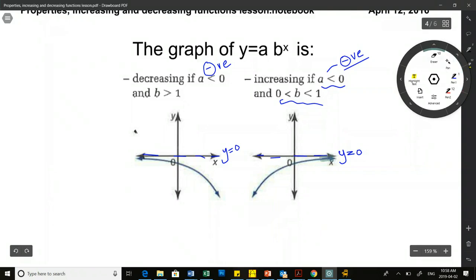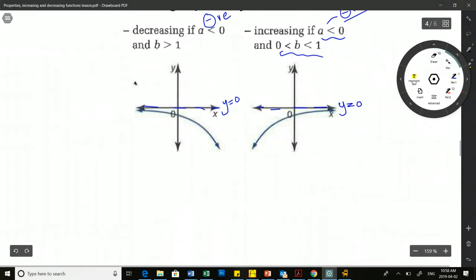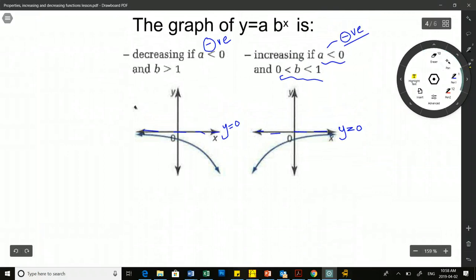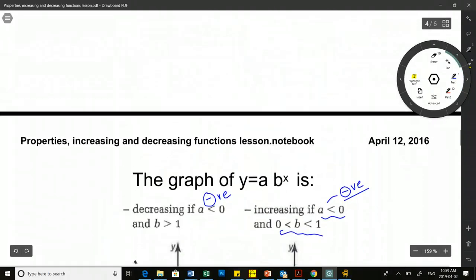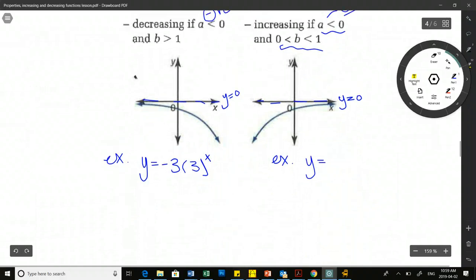Okay, so some sample equations could be possibly the same equations that we had on the last page, but just with negative a values. So for example, we would have negative 3 and then 3 to the x. So just changing that equation in the first one to have a negative a value. And then an example of this one could be, what did I have for the a value up here? 3 again? Oh yeah, okay, so a would be like negative 3 and b would be still a half. Okay, so they're just flipped versions of the graphs above.